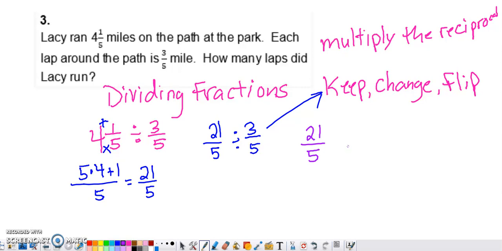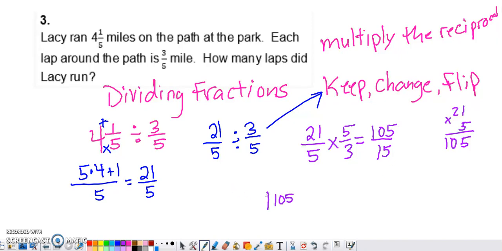We're going to change the division sign to multiply, and we're going to flip the second fraction and make it 5/3 instead of 3/5. Now we're going to multiply straight across. 5 times 3 is 15. 21 times 5 is, I believe, 105, but I'm going to go ahead and show my work over here. So I've got 105 divided by 15, because remember that fraction bar means divided by. So we've got 105 divided by 15.